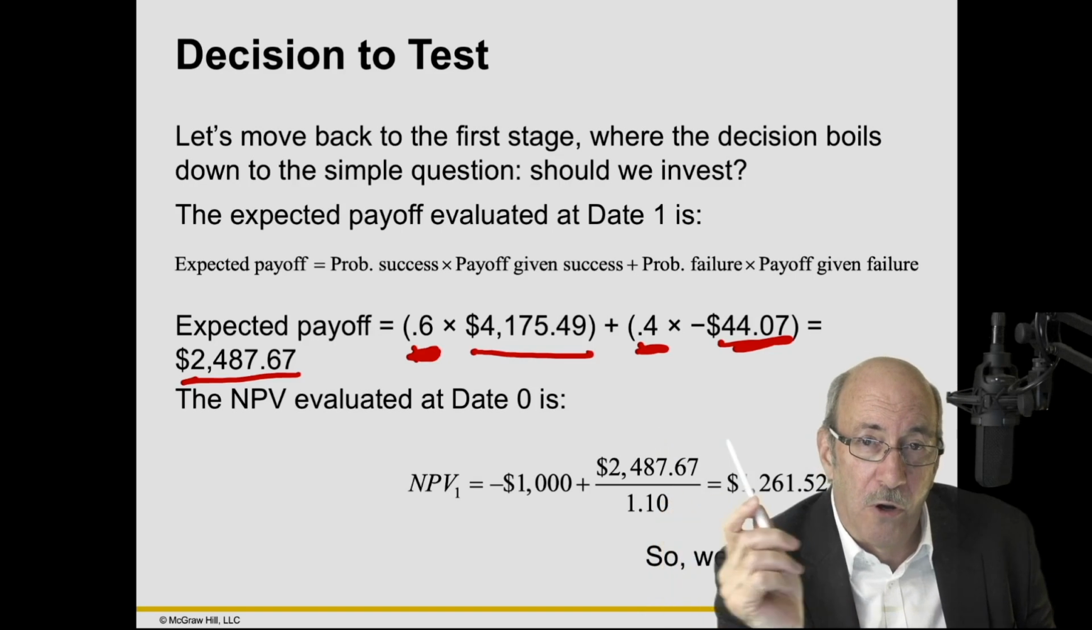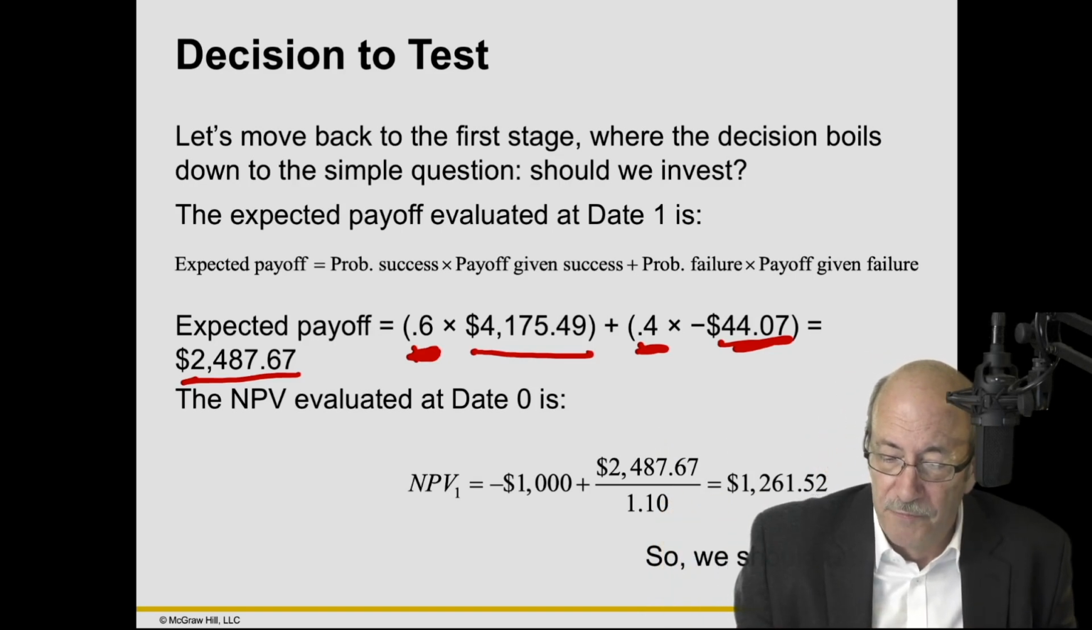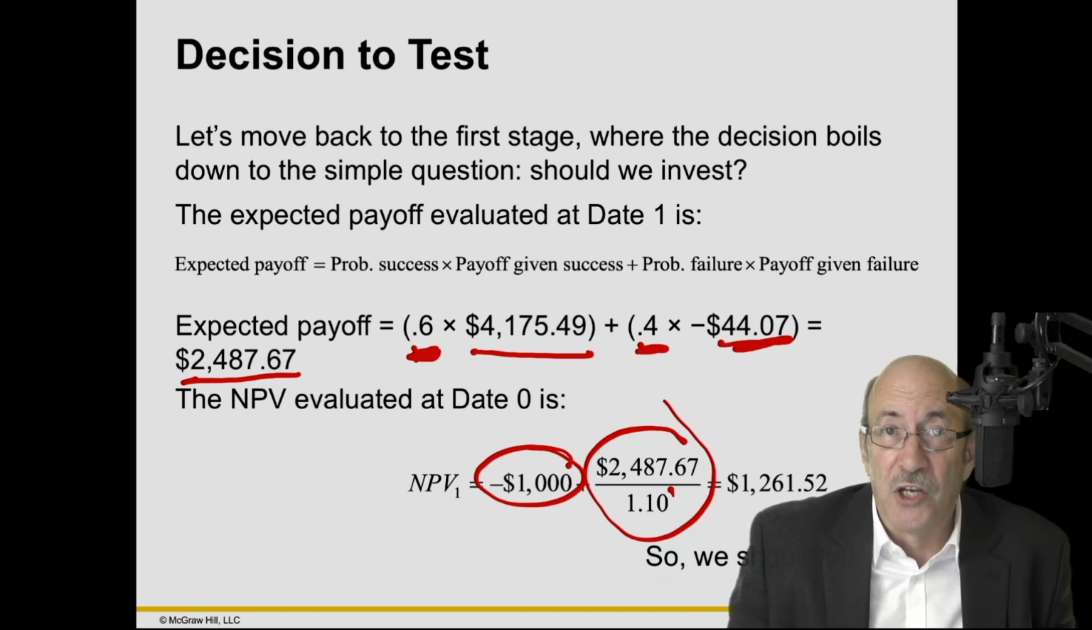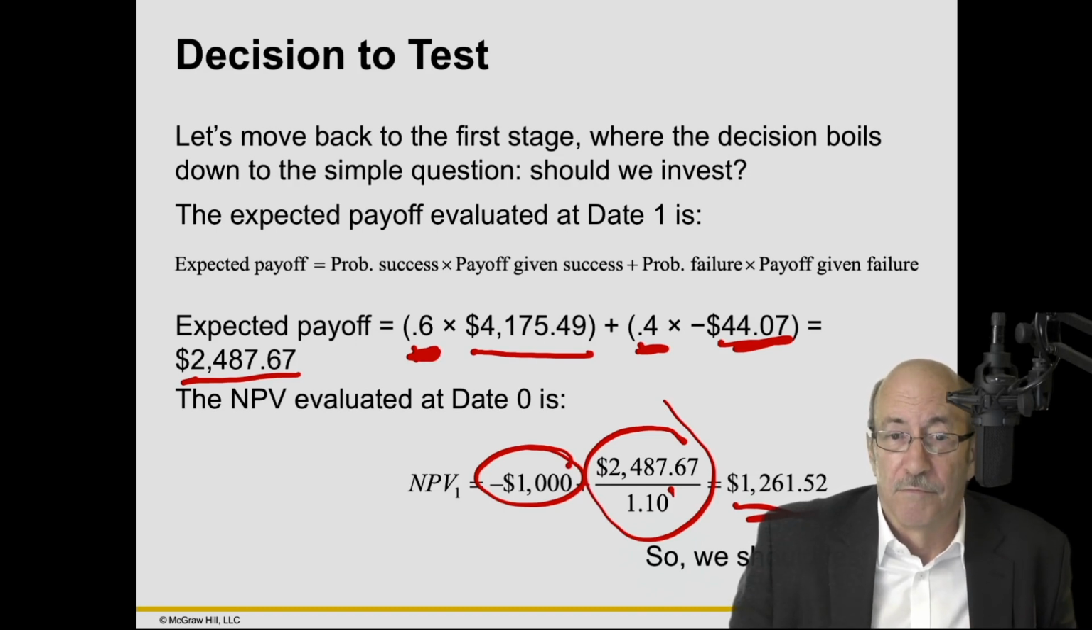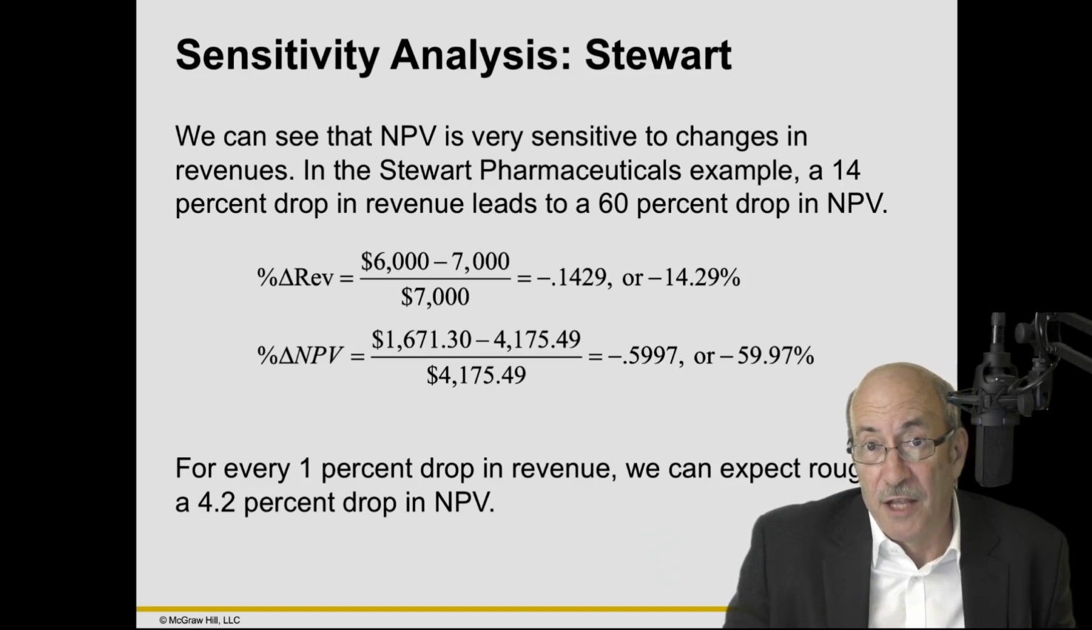We have to bring it all the way back to year 0, where we're making this decision. So here we are discounting that back for 1 year, and then we're subtracting from it that initial testing phase, the 1 billion, and we end up with a positive NPV of 1.26 billion. So, yes, we should do the test. All right, that gives us some confidence that we should do the test.